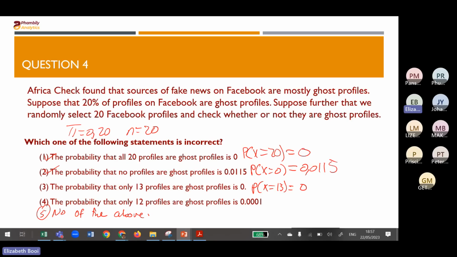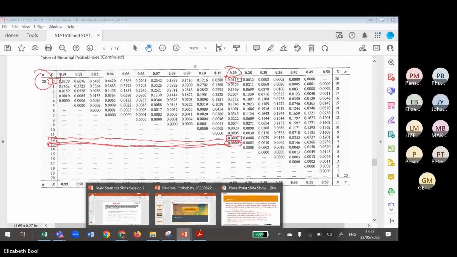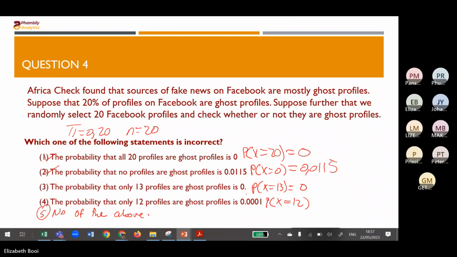The probability that only 12 profiles are ghost. So let's go see. We're looking for the probability of X equals 12. And that is 12. And we go with the line, and that is 0.0001, which is correct. Now, alternatively, on this one, we need to be very careful.